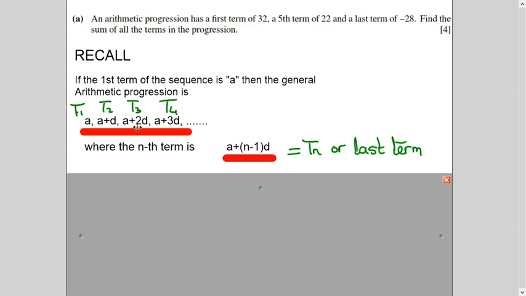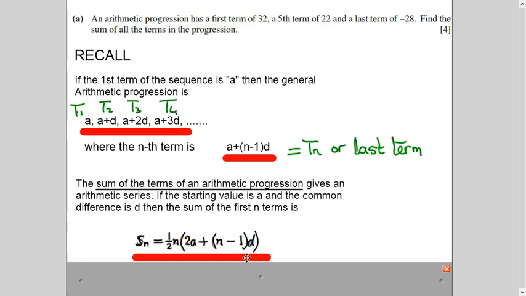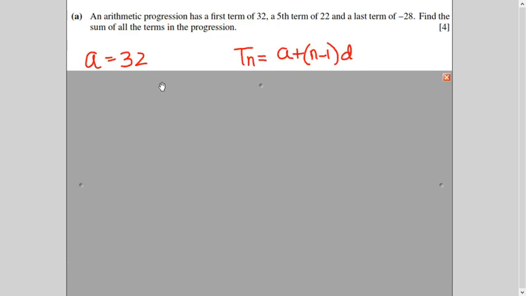So that's why whenever you have to find any particular term or last term, you use this formula, a plus (n minus 1)d. And when you have to find the sum of the terms, if there are 8 terms, 9 terms, 10 terms, you use this formula, where n represents the number of terms, a represents the first term in the series, and d represents the common difference. So let's begin with the question. I just want you to recall these formulae to solve this question.